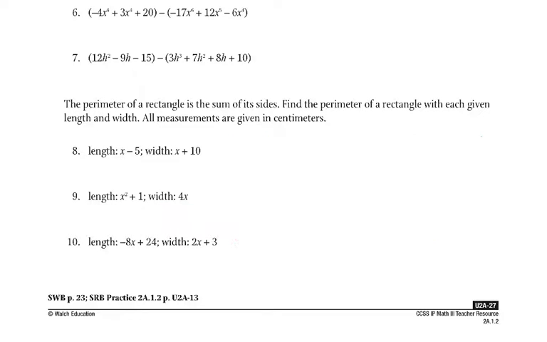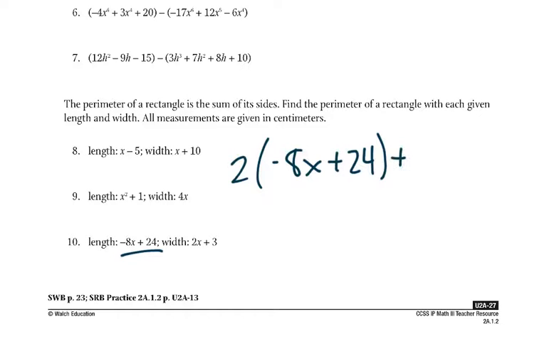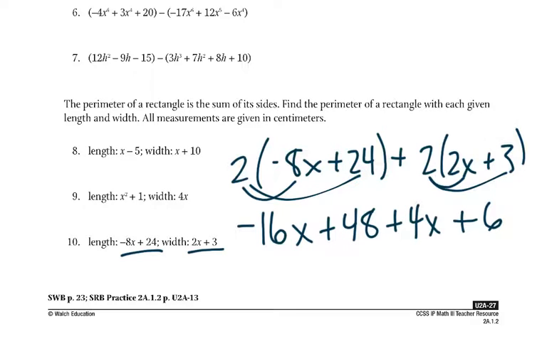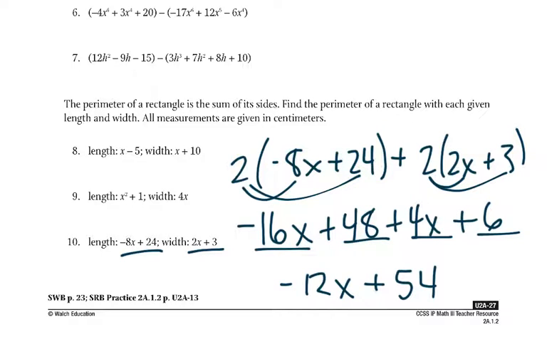Okay, then that last one, we've got 2 lengths, so 2 times negative 8x plus 24, plus we've got 2 widths, so 2 times 2x plus 3. Distribute, 2 times negative 8, negative 16x, 2 times 24, 48, 2 times 2, 4x, 2 times 3, 6. X and x, negative 16 plus 4 would be negative 12x. Regular and regular, 48 plus 6 would give us 54. Okay, so there you guys go.